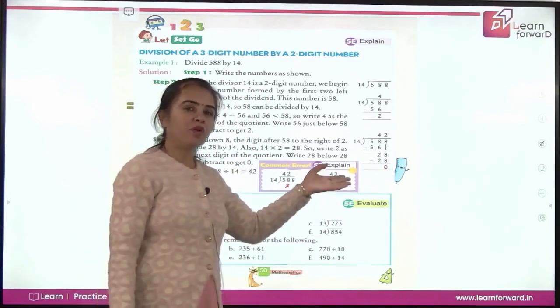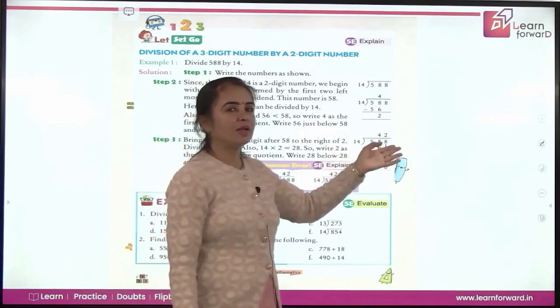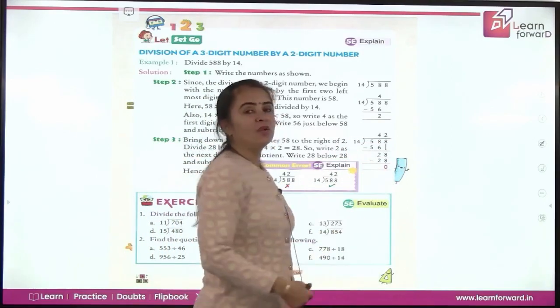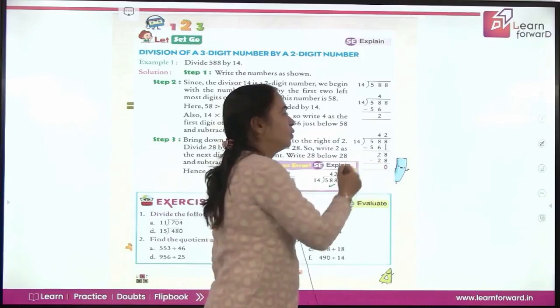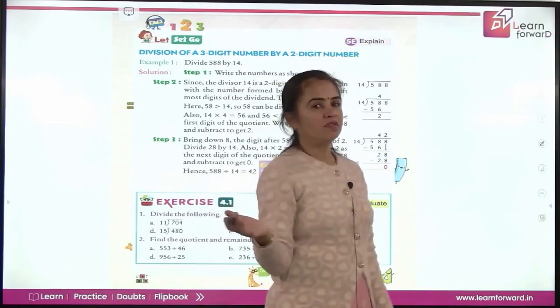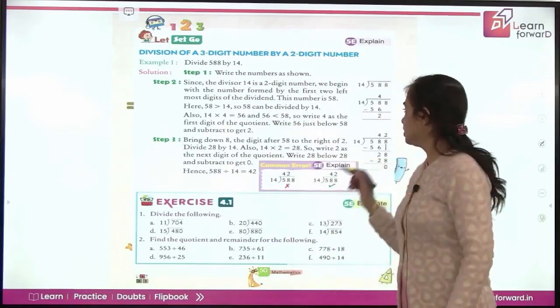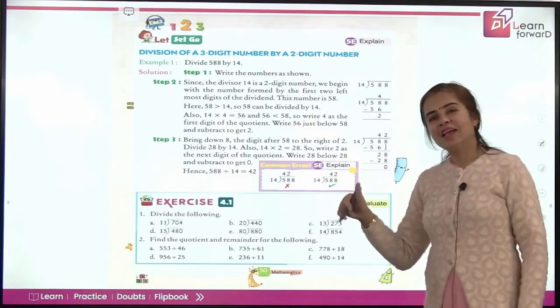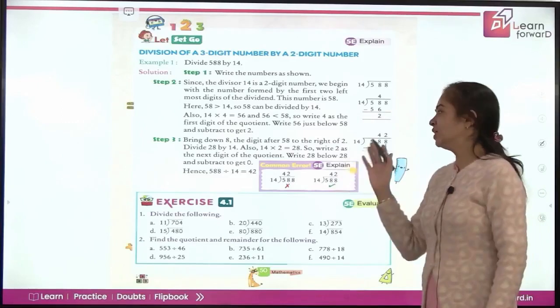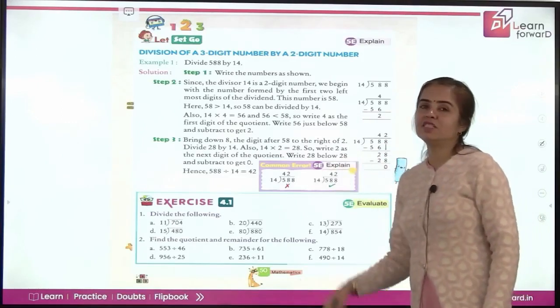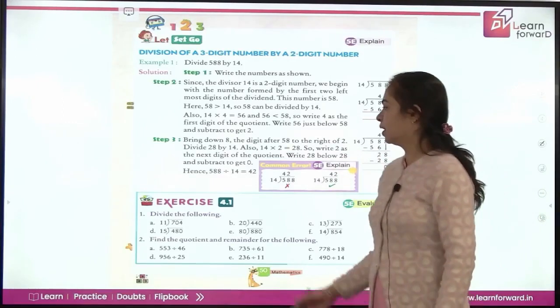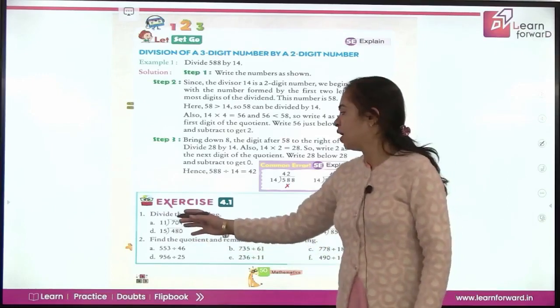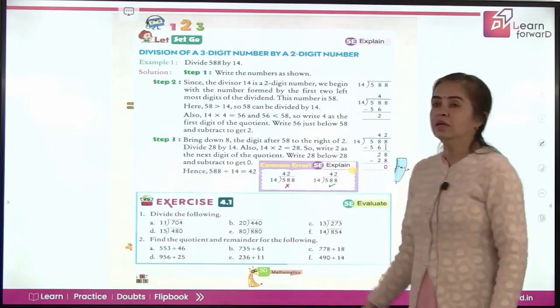Let's read the table of 14 again. 14 times 2 is 28. Again, you get the remainder 0. Now you are done with your division, and your quotient is 42. Can you tell me what's your remainder here? It's 0. That means it is completely divisible by 14. Here's an exercise for you. So you have to divide these numbers.